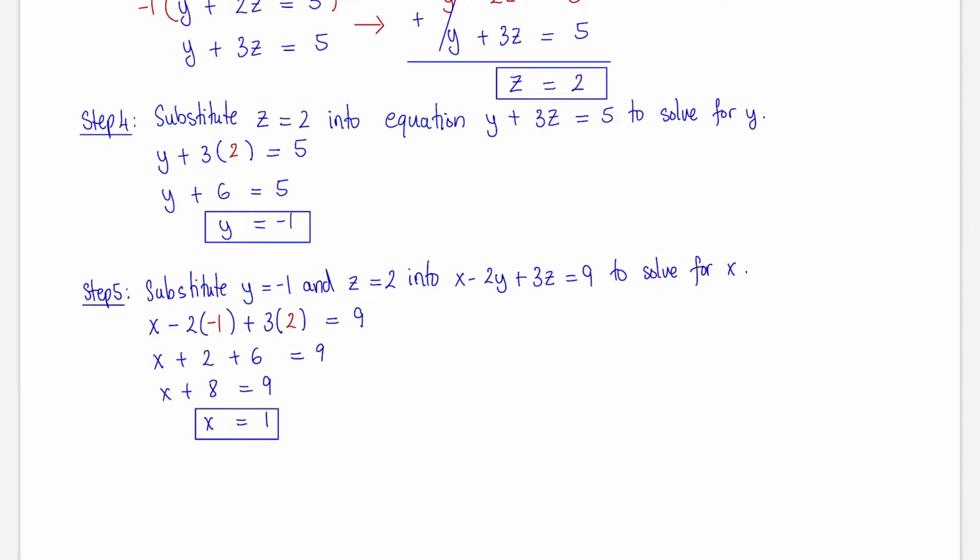Now I am going to put the answer in the ordered triple. So in the ordered triple, you have three components, x, y, z. So I'm going to have 1, -1, and 2.